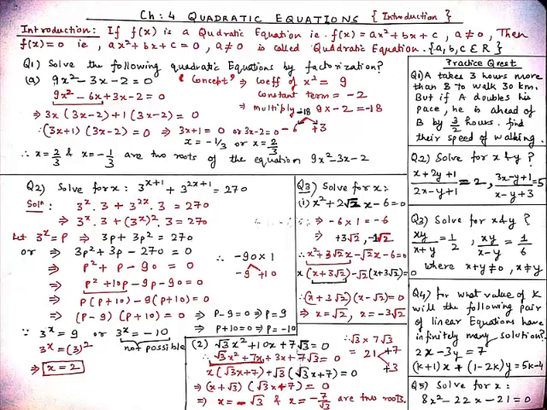This is equal to 0. So from here, if p minus 9 equal to 0, then we get p is equal to 9. And if p plus 10 equal to 0, then we get p is equal to minus 10. Now, as we have assumed initially that 3 to the power x equal to p.